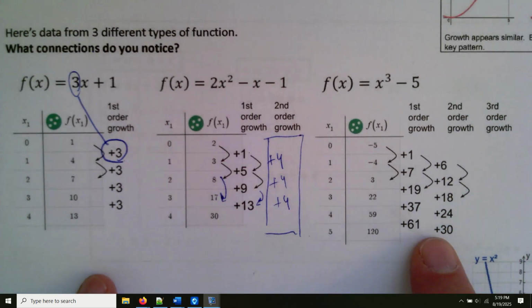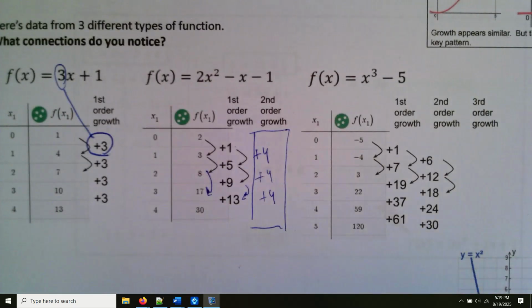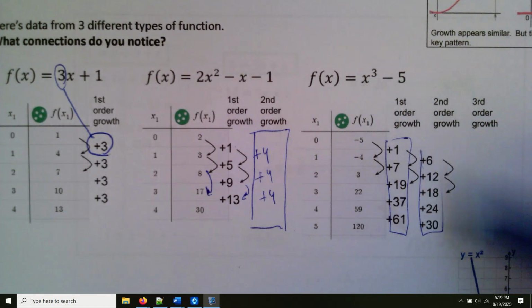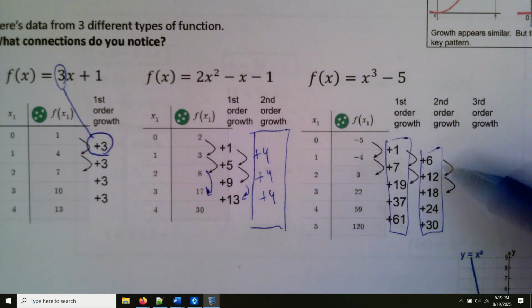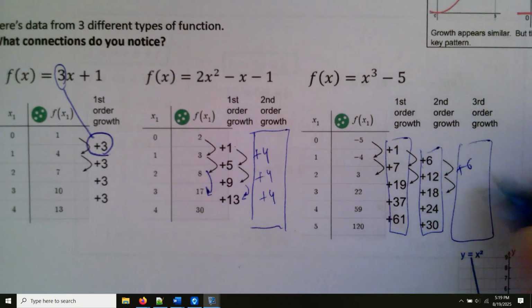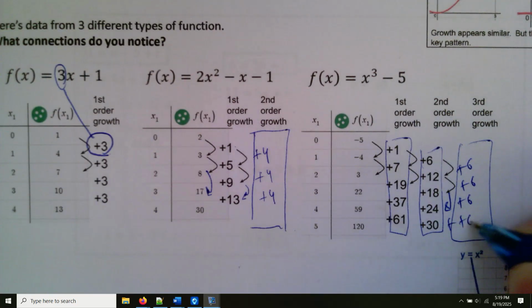You can probably guess what's happening next. For a cubic equation, an x cubed, the first order growth is increasing. And the second order growth is also increasing. But then if you look at the third order growth, so how much is the second order growth growing by, it looks like that's increasing by 6 every time. So again, we've reached a constant growth.